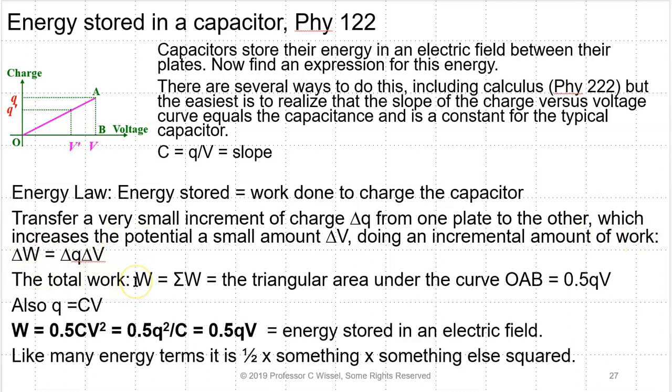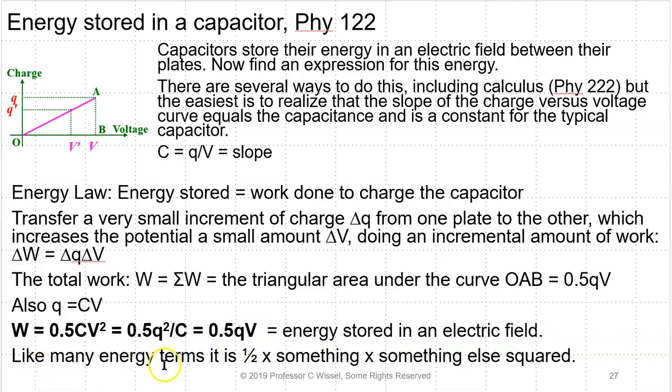The total work will be the sum of all the little ones, and that will be equal to the triangular area under the curve OAB. And that happens to be 1/2 Q times V, so 1/2 BH. Also, Q equals CV. So we can plug these two things in and get various expressions for work. Work equals 1/2 CV squared, or equals 1/2 Q squared over C, or equals 1/2 QV. That is the energy stored in any electric field, by the way.